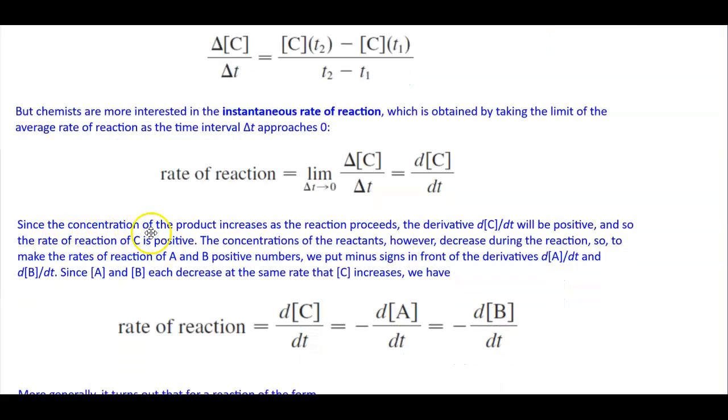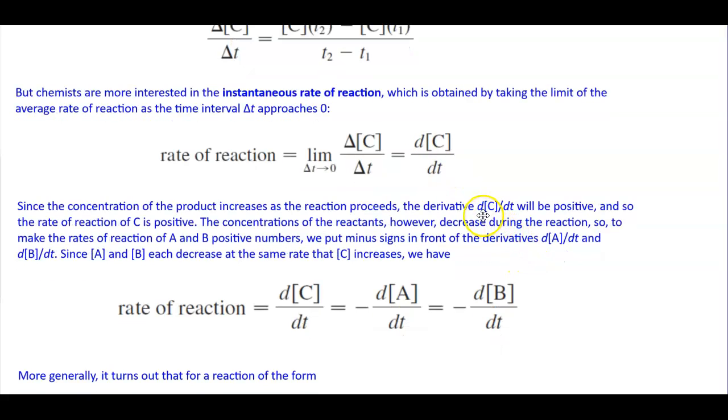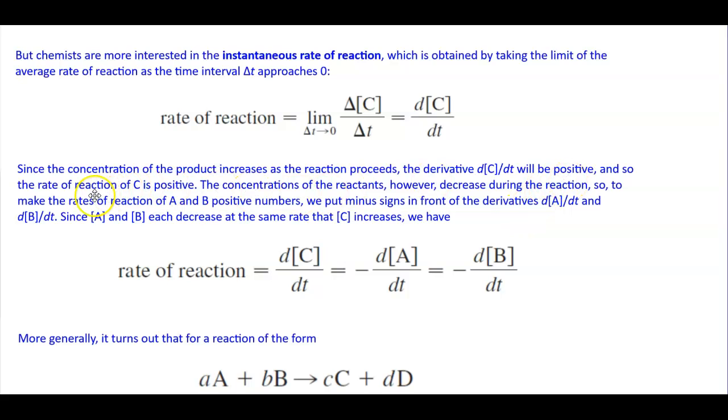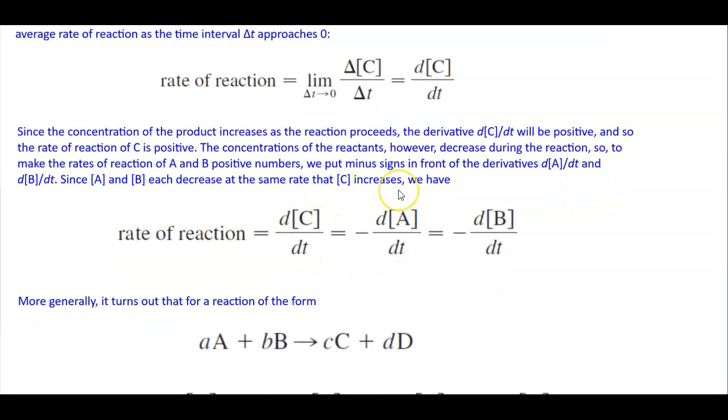Now, since the concentration of the product increases as the reaction proceeds, the derivative dC/dt will be positive, and so the rate of reaction of C is positive. Now, the concentrations of the reactants, however, decrease during the reaction. So to make the rates of reaction of A and B positive numbers, we put minus signs in front of the derivatives d[A]/dt and d[B]/dt, since A and B each decrease at the same rate that C increases.